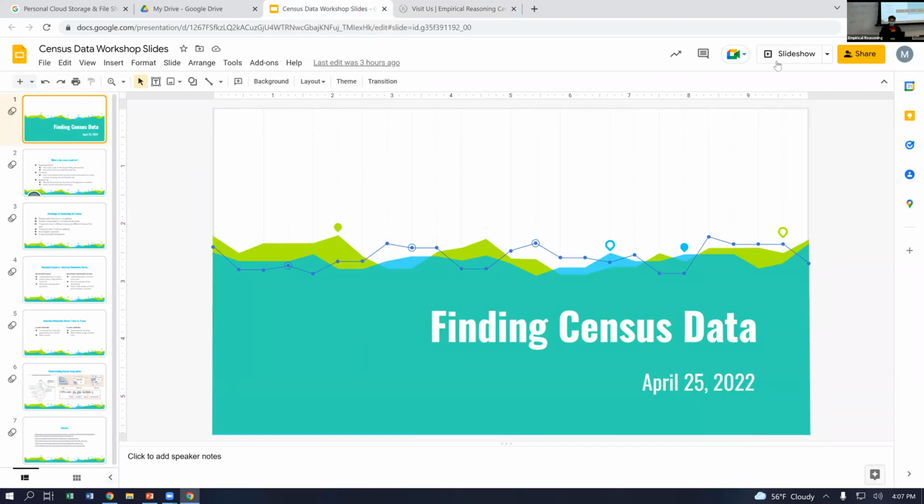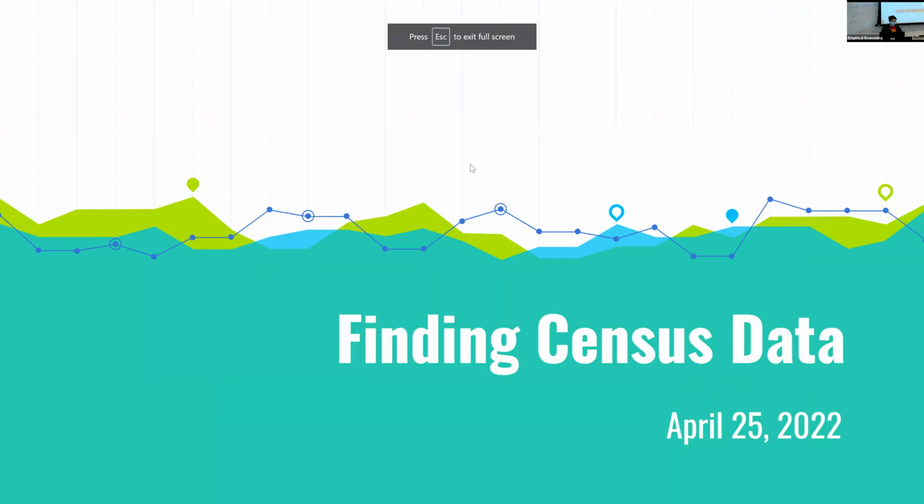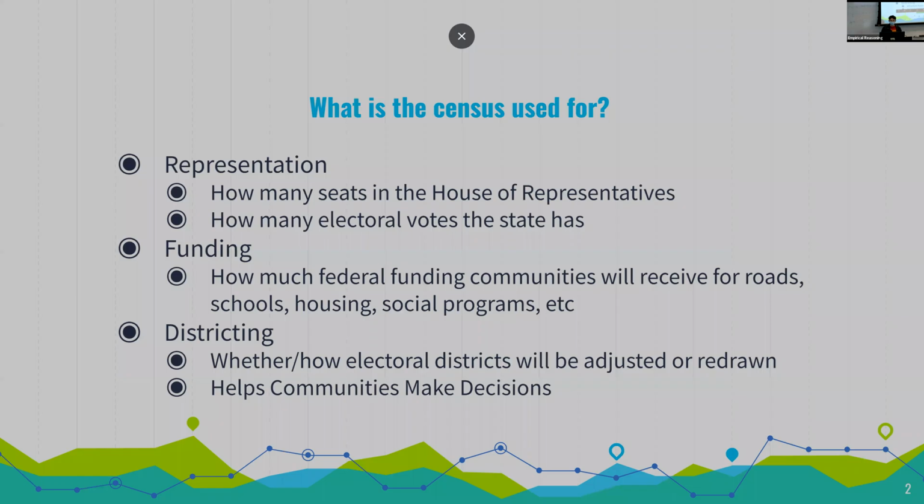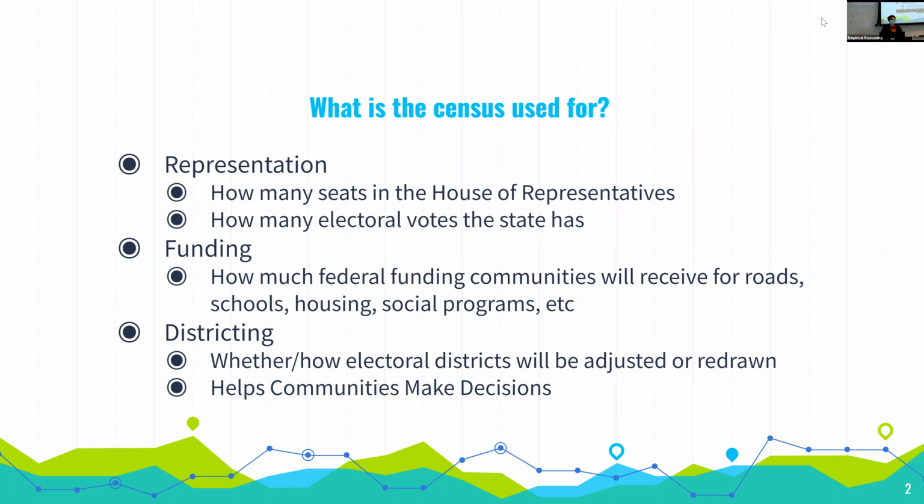So before we dive right in, I want to talk a little bit about some background about the census and what the census is. So we're all kind of familiar with the census, I think, if you've lived in the United States during a decennial census year, for sure. And the census is used for representation. So how many seats in the House of Representatives, how many electoral votes the state has, that all depends on the population of the states.